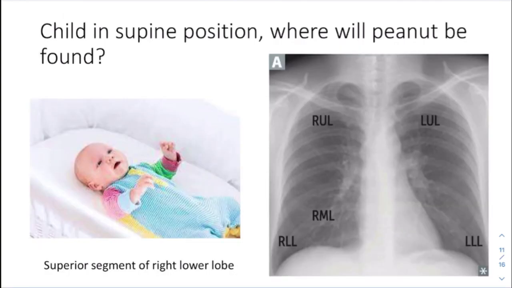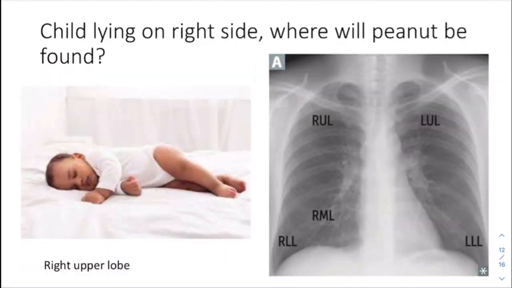Okay, so let's say the child is in the supine position, and he aspirates a peanut. You will find it in the superior segment of the right lower lobe, so around this area. Let's say the child is lying on his right side and he aspirates a peanut. It's going to be found in the right upper lobe.